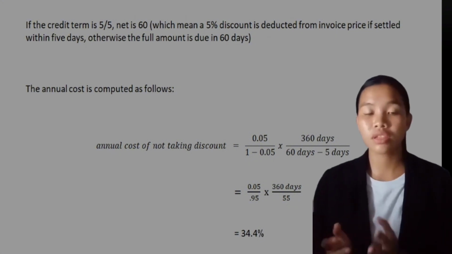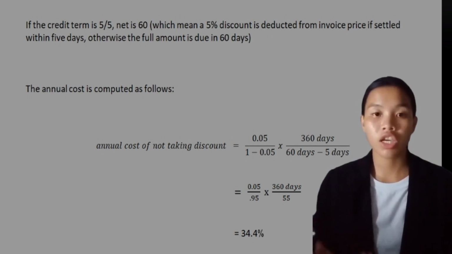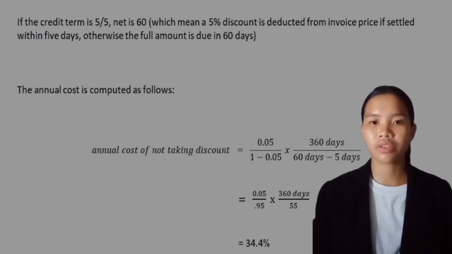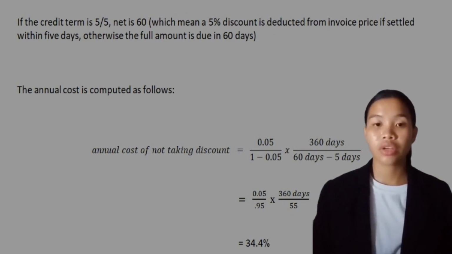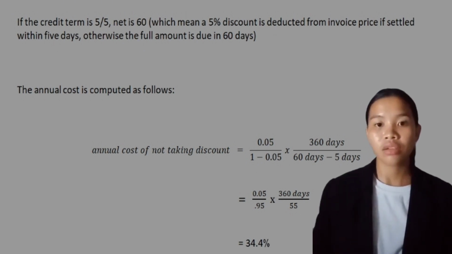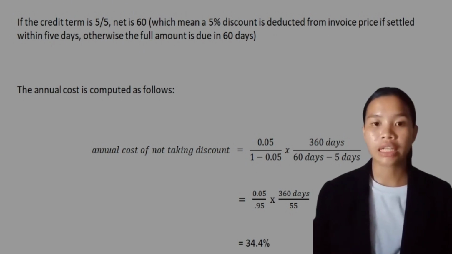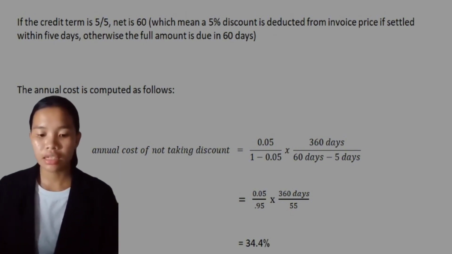So the discount period is the number of days during which the buyer can take advantage of a cash discount. The number of days credit is the total number of days within which the buyer is expected to make payment without incurring any additional charges, and the discount is the discount offered by the seller for early payment. So, this is how to get the annual cost. Like I said earlier, it is the discount over 1 minus the discount, times 360 days over the number of days of credit minus the discount period.